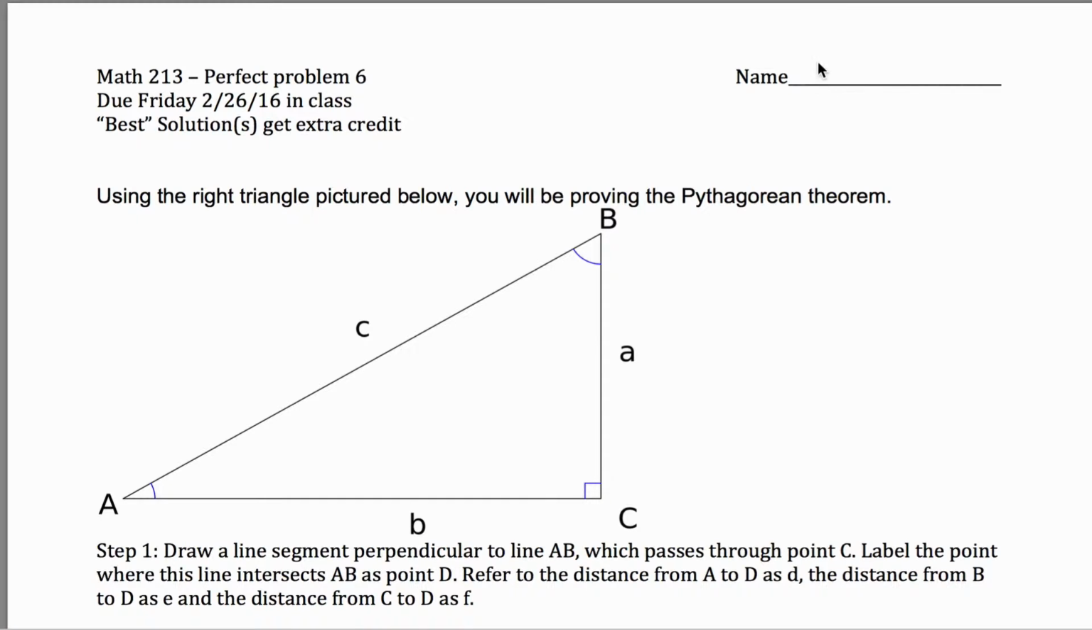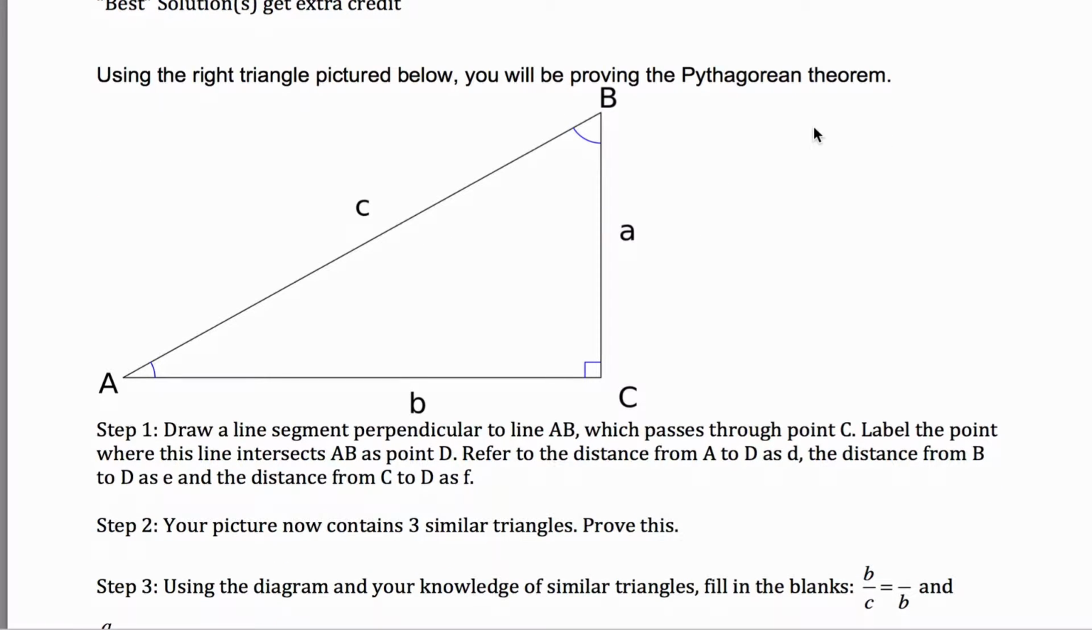All right, here's perfect problem 6 solutions for math. What is this, 213? So in this problem, you're going to prove the Pythagorean theorem, that a squared plus b squared equals c squared, where a and b are the lengths of the legs of a right triangle and c is the length of the hypotenuse of a right triangle.